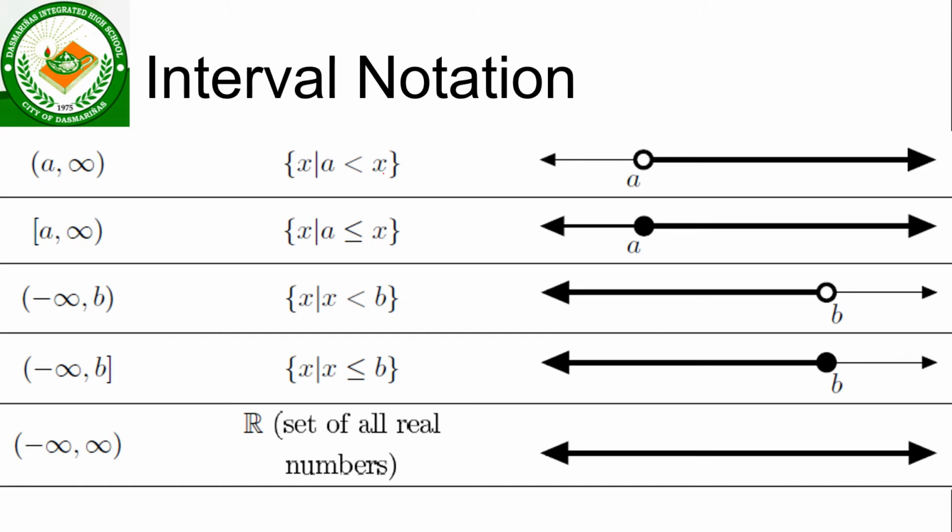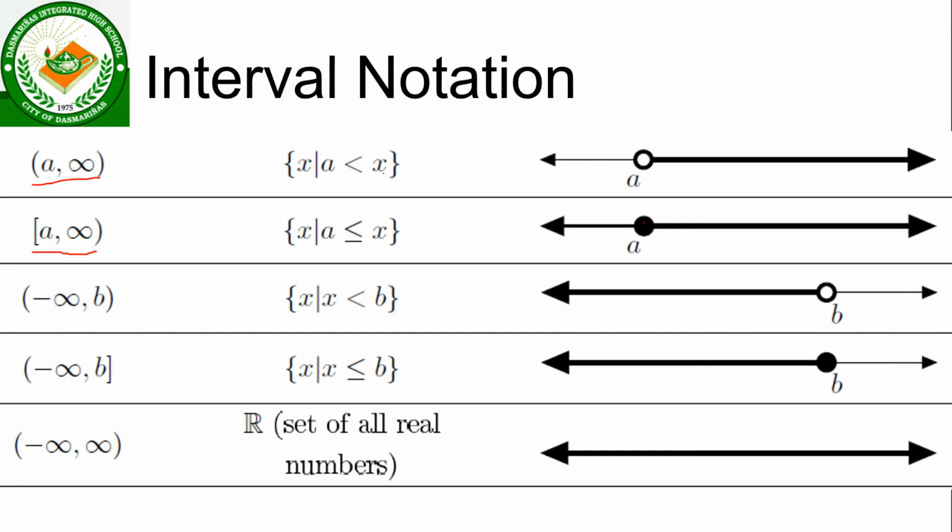What is the difference between this one and this one? The only difference is here A is a part of the solution. That is why here we have a shade, and this one has an equal symbol, the less than or equal symbol: A is less than or equal to x.